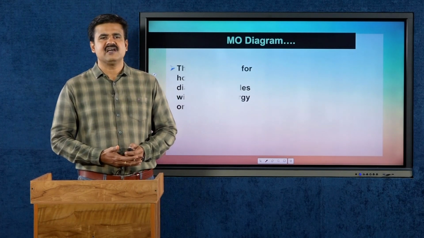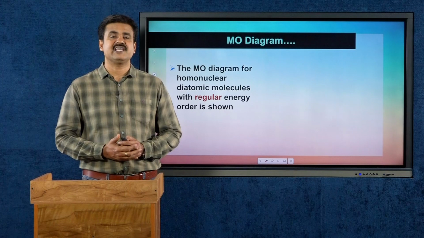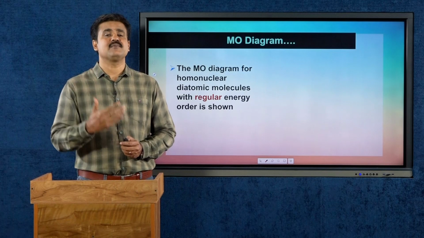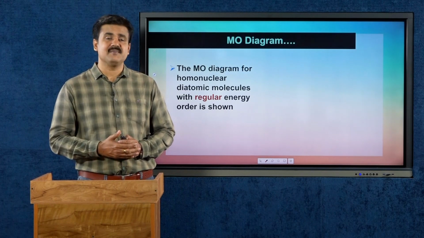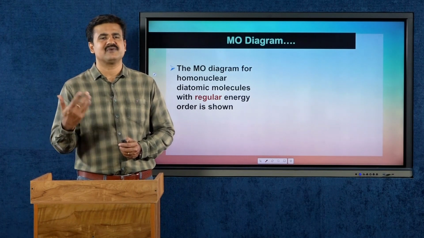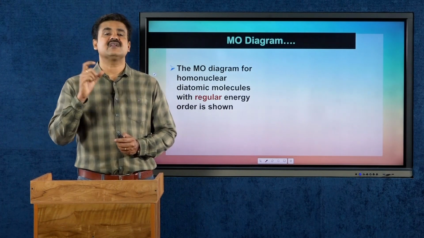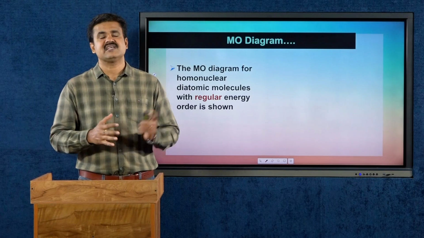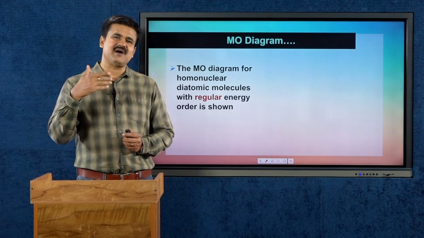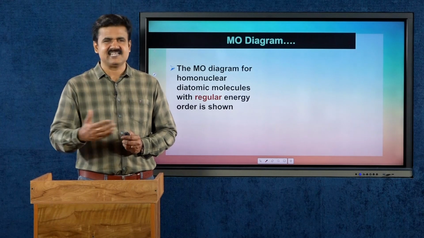Now, we are discussing the molecular orbital diagram of homonuclear diatomic molecules. We know what a homonuclear diatomic molecule is. A diatomic molecule formed by the combination of two same atoms is called a homonuclear diatomic molecule. Common examples: H2, N2, O2, F2, etc. The MO diagram for homonuclear diatomic molecules with the regular energy order, the common order, is shown here. This gives you an idea that there are some other MO diagrams with some alteration in the energy that we can discuss later in coming slides.